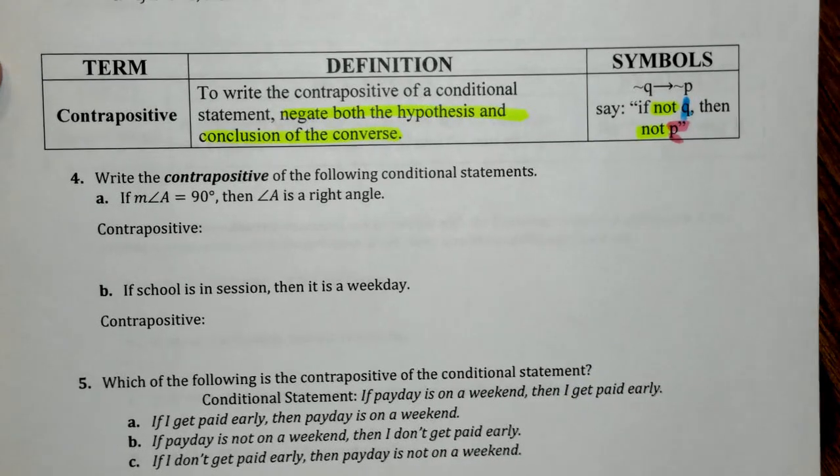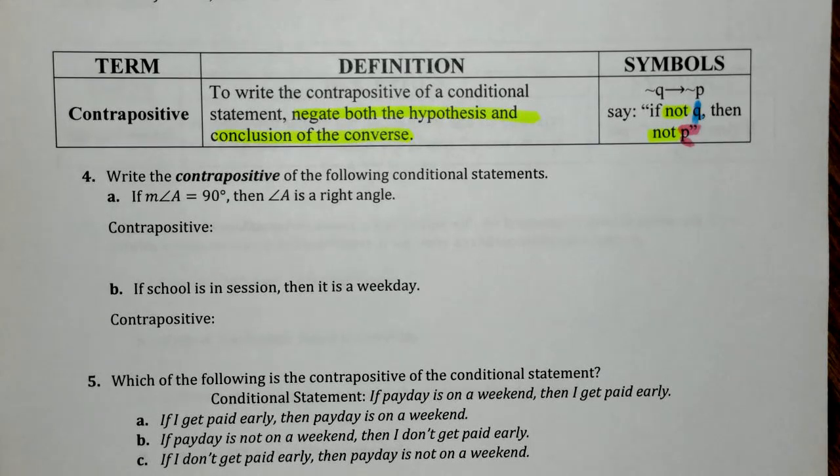So we'll go ahead and jump straight into this. I got my colors ready. You're going to be doing a lot of pausing on this, okay? Just a heads up, forewarning. Write the contrapositive of the following conditional statements. This first one: if the measure of angle A equals 90 degrees, then angle A is a right angle.